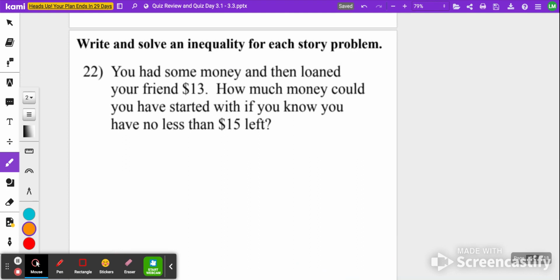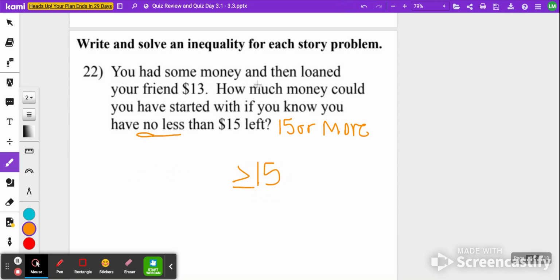Okay. The next one is also a word problem, and then that's going to conclude our review. So let's read through it, take our time, and make sure we understand how to solve it. You had some money and then loaned your friend $13. How much money could you have started with if you know that you have no less than $15 left? No less than means I have $15 or more. So no less than 15 means 15 or 16 or 17. So that's greater than or equal to 15.